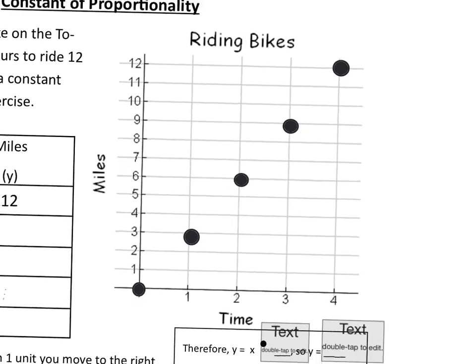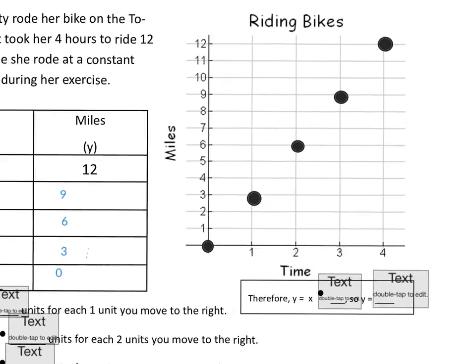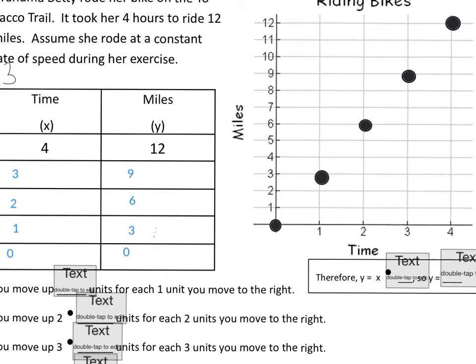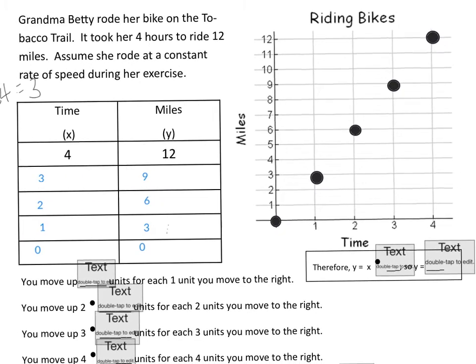And then starting at the origin, 0, 0, we have to put a dot to represent that if she's not been riding at all, if she's been riding 0 hours, she hasn't gone anywhere. She hasn't gone riding at all. So now I'm just going to fill in my dots to make them look a little bit better for when we zoom out. And there is our graph to match our chart.